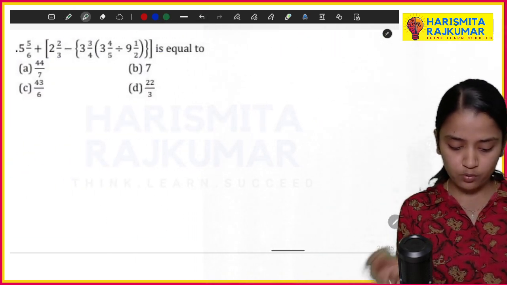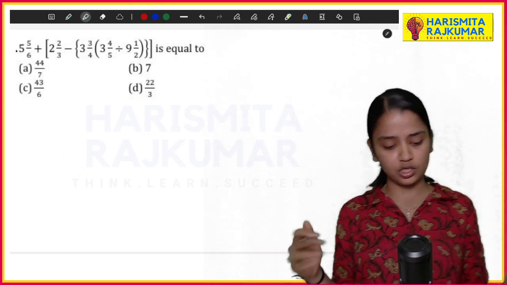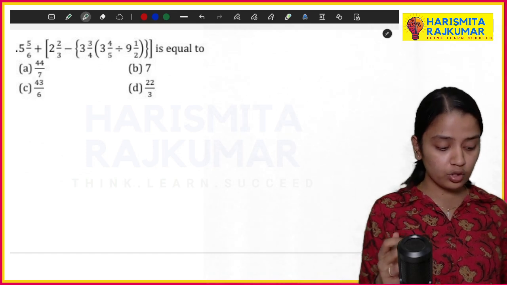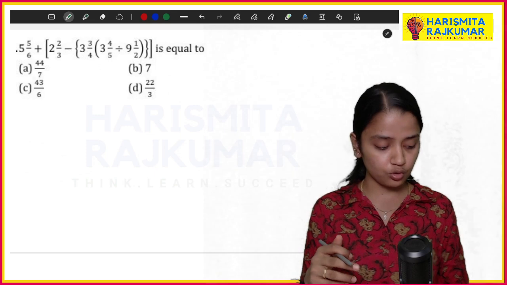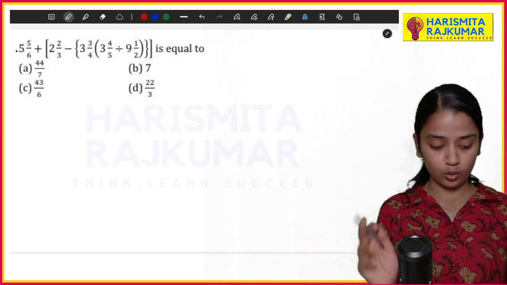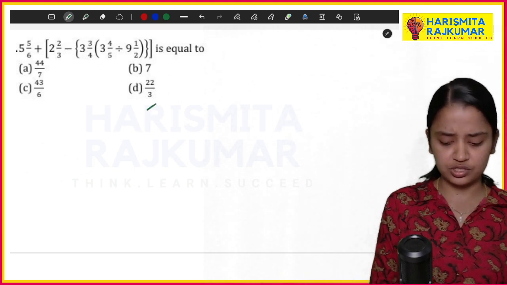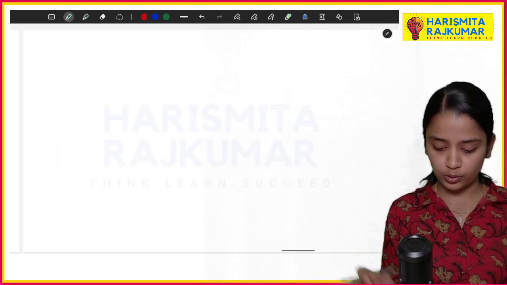This one more question is easy. You just have to solve it, do the calculations, and let me know what answer you are getting in this sum. This is just a calculation sum, so kindly do it on your own.